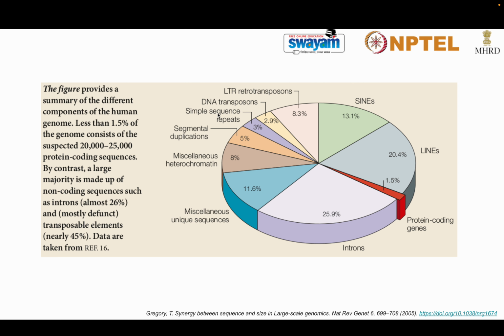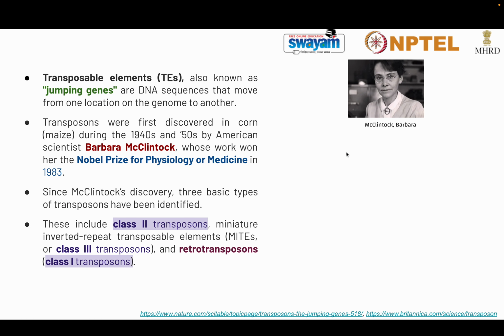So 45% of the human genome is attributed to the transposable elements. Then there are some other sequences such as simple sequence repeats, segmental duplications, miscellaneous heterochromatin, and miscellaneous unique sequences. These are also present. Now, what are transposable elements? They are also known as jumping genes, and these are generally DNA sequences which move from one location to another. These were discovered in corn, that is maize, during the 1940s and 50s by the American scientist Barbara McClintock. Here I have provided her picture. Her work won her the Nobel Prize for Physiology or Medicine in 1983.